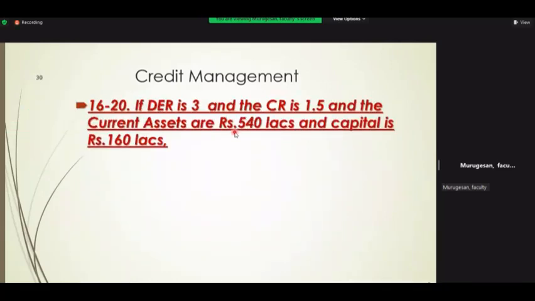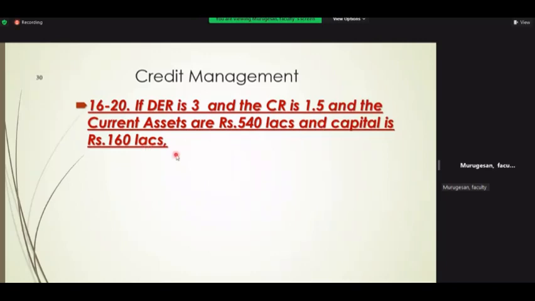16 to 20, again four examples. This may be a case study. Please remember, in credit management, treasury management, forex management and all this, the new pattern is case study. Case study means they will give a simple situation, and from the given situation they will ask 5 questions. So if you understood the situation, you can score all the 5. For example, look at the question. It's a sample. Debt equity ratio 3. Current ratio 1.5. And the current assets are 540 lakhs. Capital is 160 lakhs.